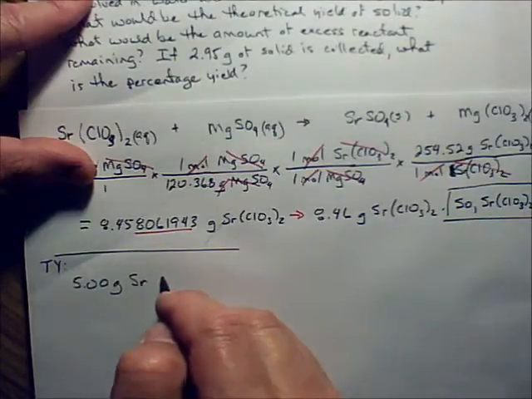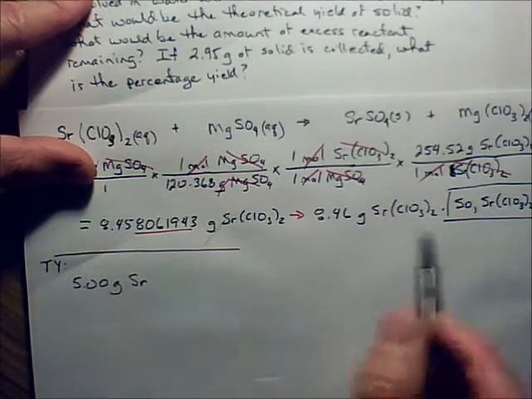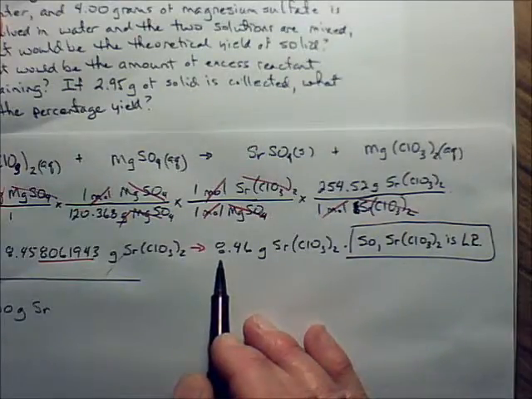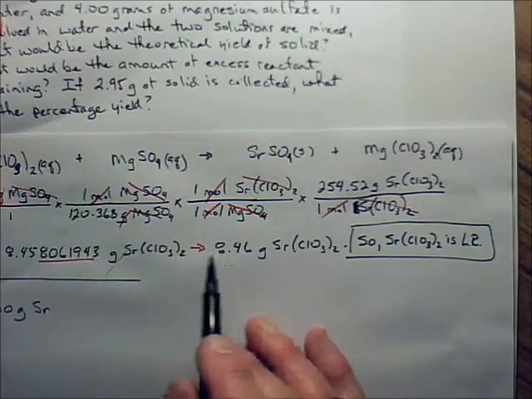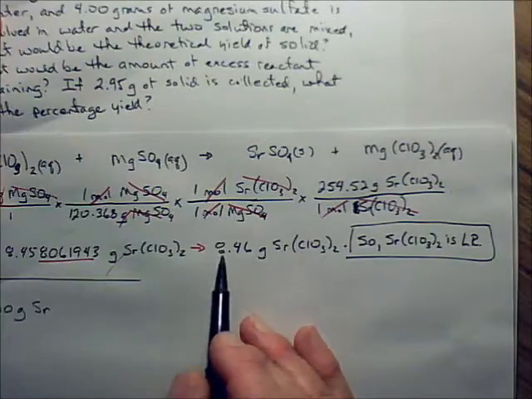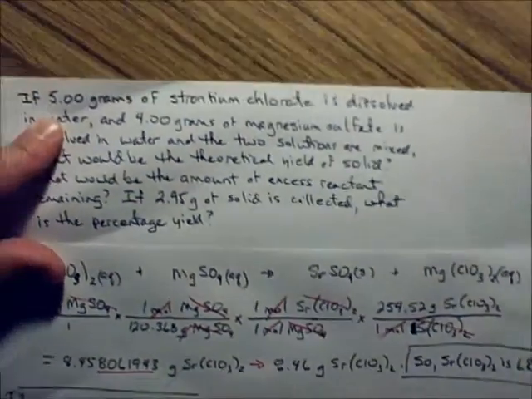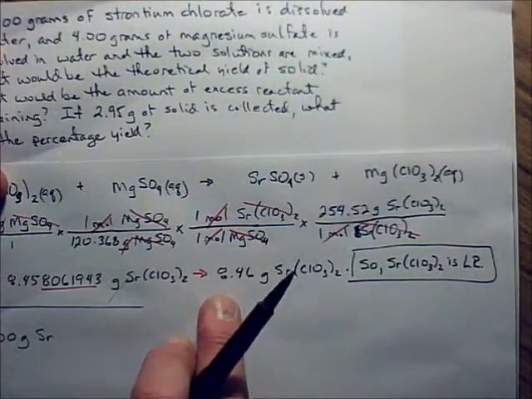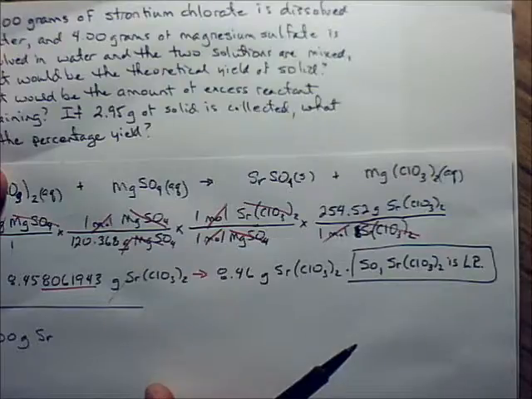Why? Because strontium chlorate, what's the 8.46 if you have 5? We don't. We're done with that. Once we get this number and see that that number is greater than the amount that you're given, you know this is the limiting reactant. We don't do anything else with that number. Okay?